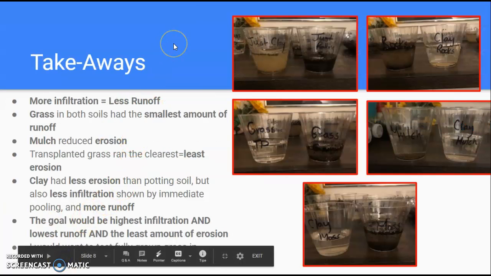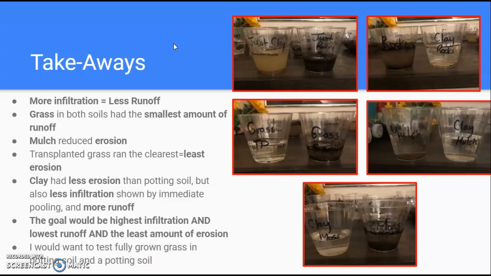So my takeaways when comparing across land covers and soils is more infiltration equals less runoff. Grass in both soils had the smallest amount of runoff. Mulch reduced erosion. Transplanted grass ran the clearest, which equals the least erosion. Clay had less erosion than potting soil, but also less infiltration, shown by immediate pooling and more runoff.